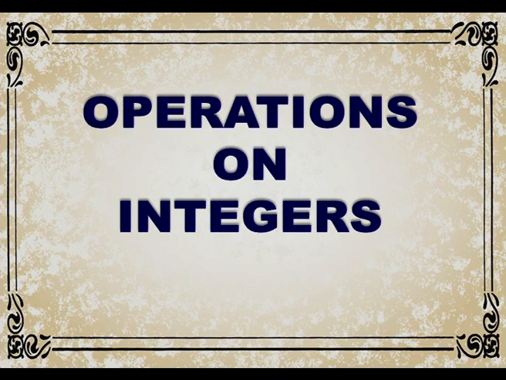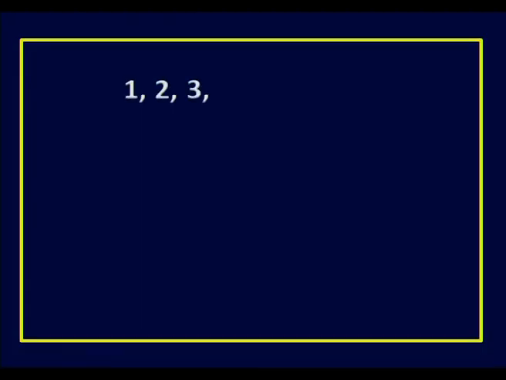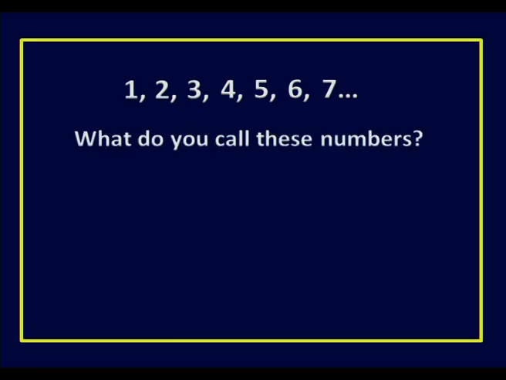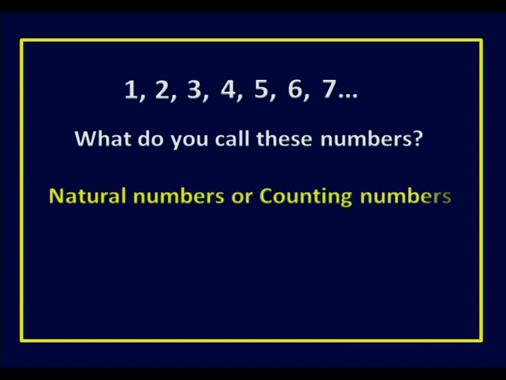So before exactly going to that, children, let us quickly recall what we have learned in our previous sessions. Children, take a look at the numbers shown on your screen: 1, 2, 3, 4, 5, 6, 7 and so on. Children, do you know what these numbers are called? Absolutely right children, they are called natural numbers or even we call them counting numbers.